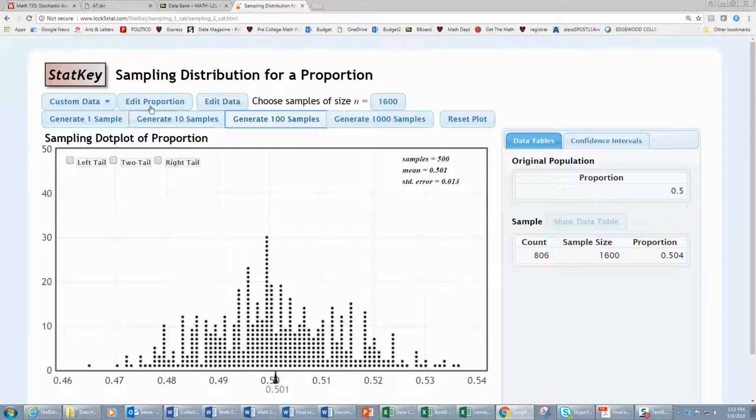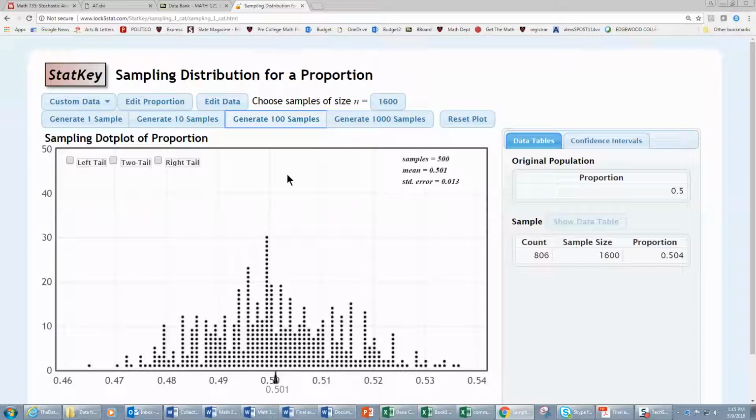So the way we do this in StatKey is we come to StatKey, sampling distribution for proportion, put in whatever proportion you're interested in, put in whatever sample size you're interested in, and then just generate a bunch of samples. As a check of your understanding, try it when the population proportion is 0.9 instead of 0.1, and try it for different sample sizes from 100 to a couple thousand.